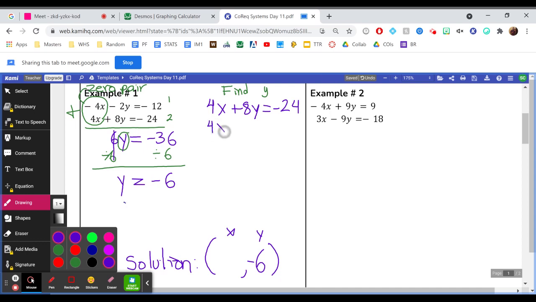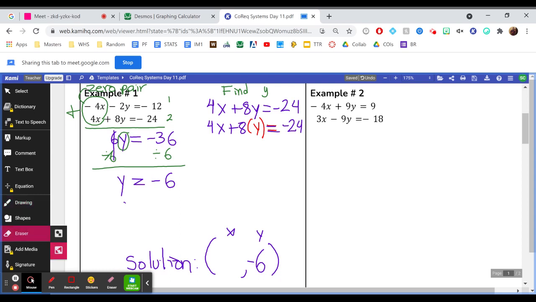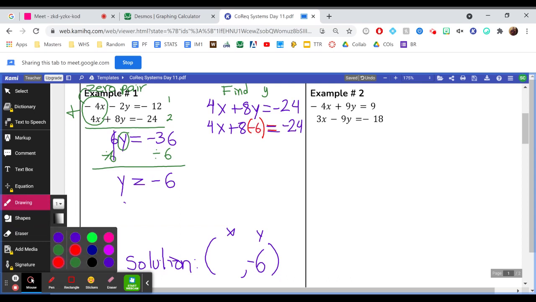I'm going to put 4x plus 8 times negative 6 is equal to negative 24. Oh, why did I put y? I don't know. I'm going to put negative 6, and I wrote y. Alright, so that gives me 4x. 8 times negative 6 gives me negative 48.